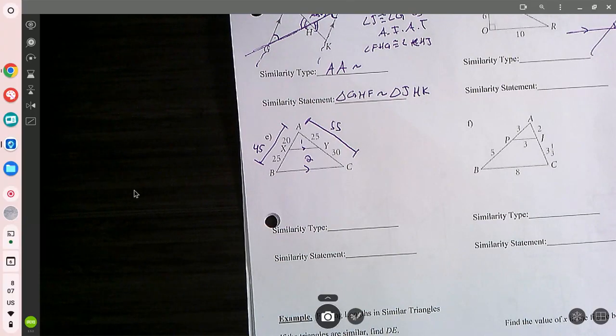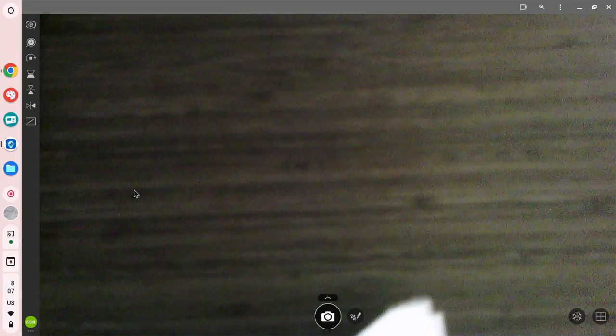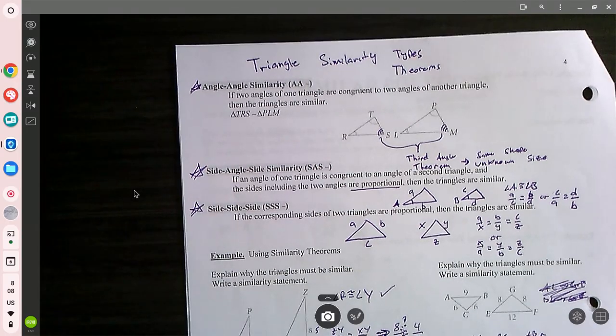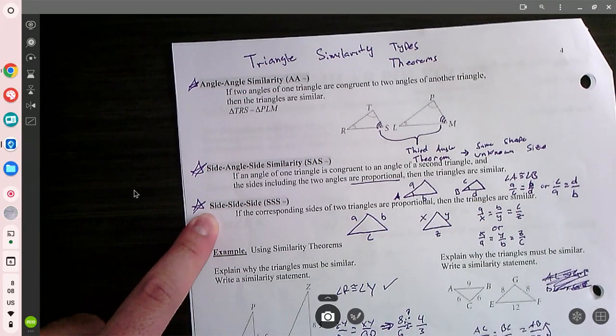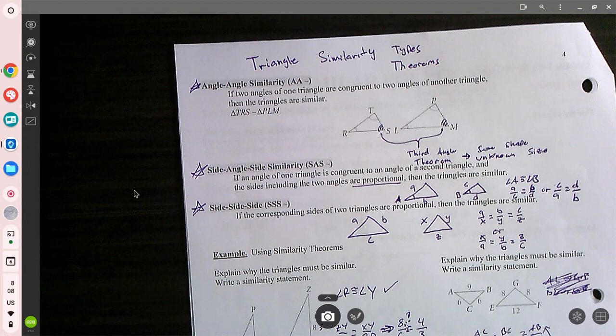Cam, what is our last option for this similarity type? Okay, so like we said, we have two pairs of sides, and we don't have our third side. So let's look over here. Which one tells us to use two sides and not a third side? Side, side, side, we would need a third side, sir. Do we have a third side? So then we would need to use side, angle, side. Thank you, Cam.